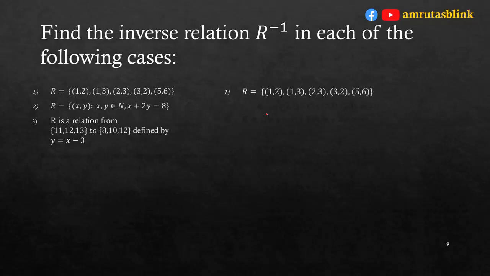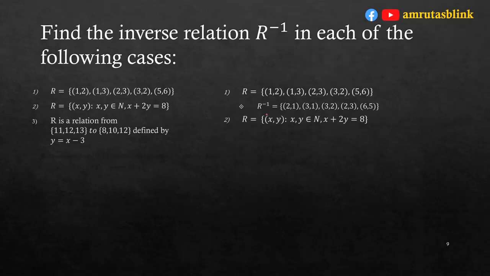So, in the first problem, when R = {(1, 2), (1, 3), (2, 3), (3, 2), (5, 6)}, simply R inverse will have all these elements but in reverse order. That is {(2, 1), (3, 1), (3, 2), (2, 3), (6, 5)}.